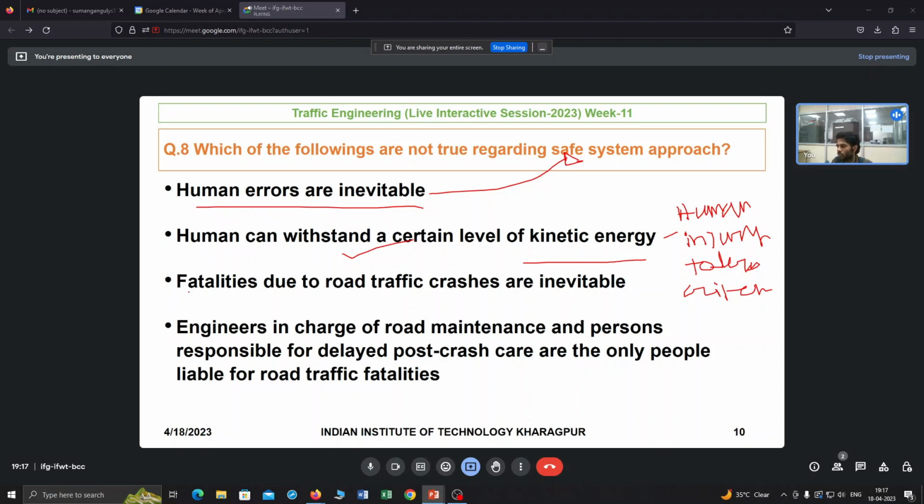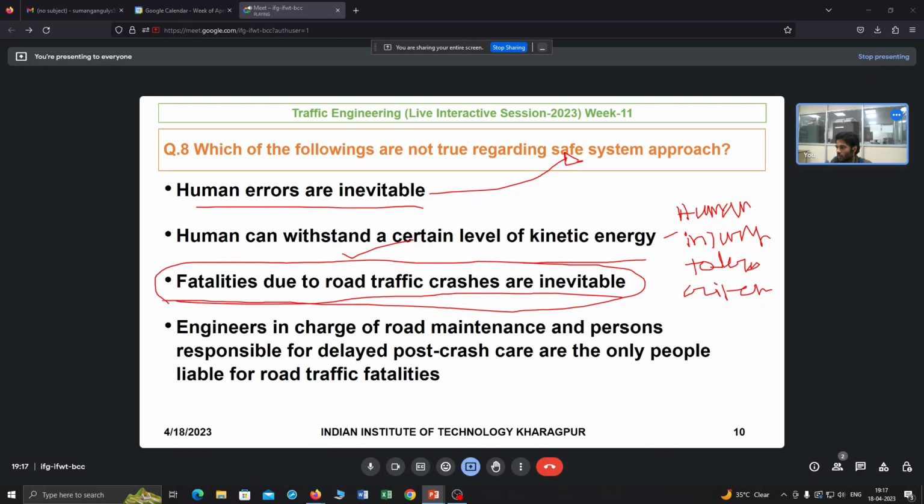Then fatalities due to road traffic crashes are inevitable. No, this is not true regarding safe system approach. They are saying that fatalities are not inevitable. Road accidents are inevitable. So this is not true.